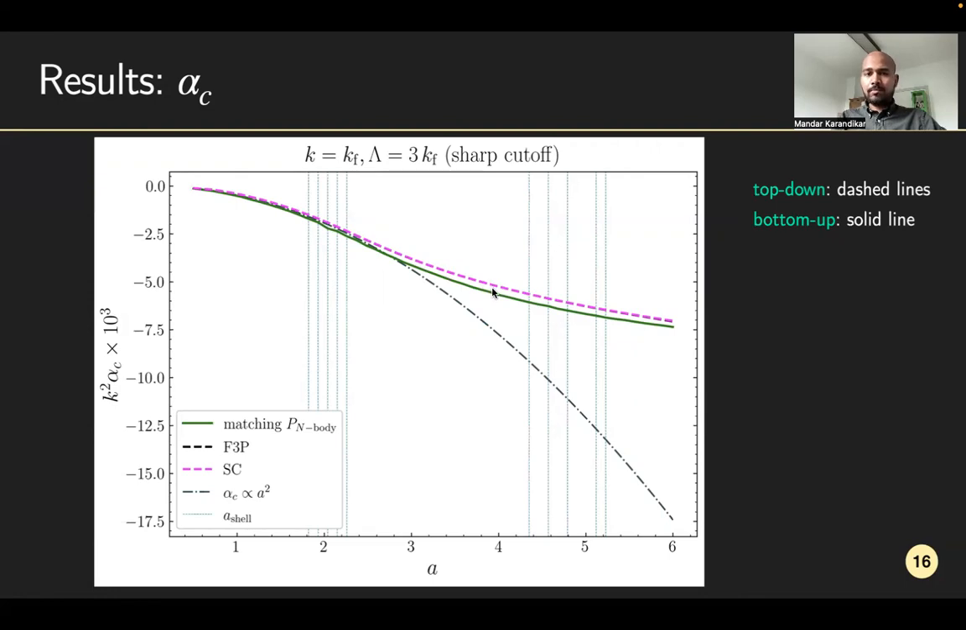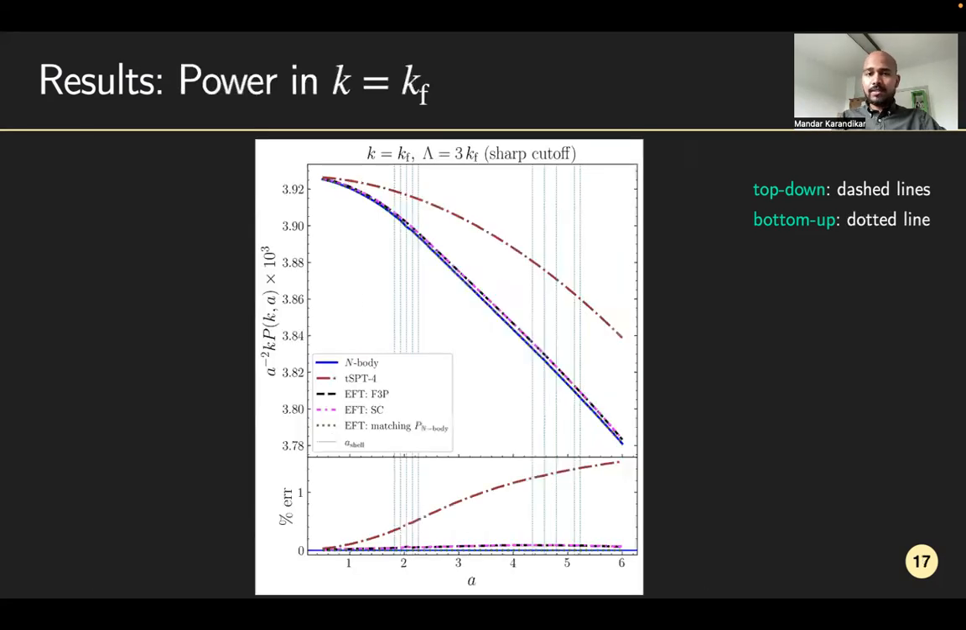As you will see at the power spectrum level, these differences are tiny. But the prediction which is made in the literature, where alpha C is assumed to be proportional to A square, this comes from an assumption on C square, of course. This holds until A of 3 or so, but then breaks down. But importantly, as I stress again, the top-down and the bottom-up approaches are in agreement with each other.